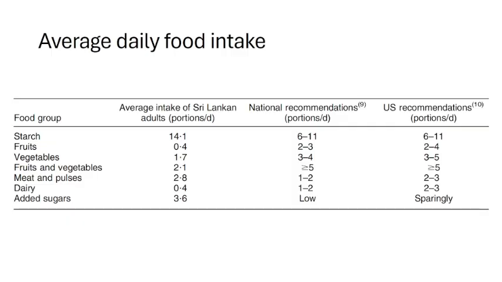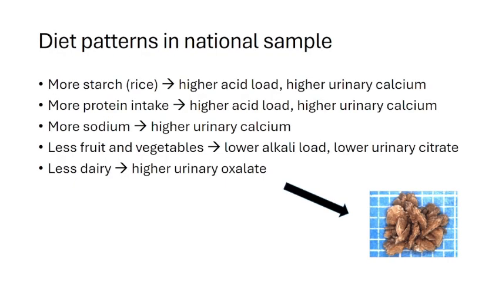So I'm actually curious if this makes sense or not. I don't know because I don't live here, but it seems like Sri Lankan adults in this study actually eat more starch in the form of rice, more protein, more sodium, and less fruits and vegetables and less dairy. That's one of the conclusions of this particular survey.